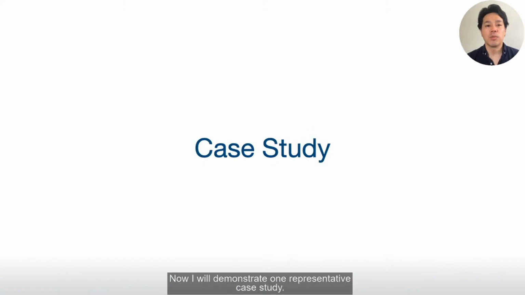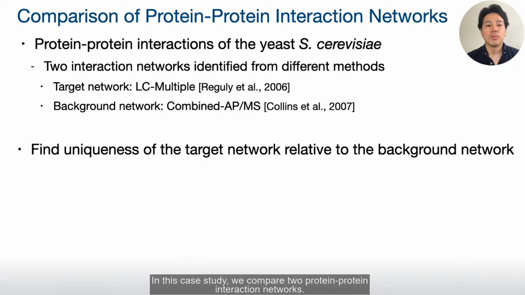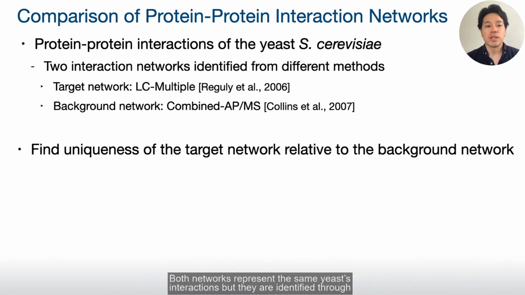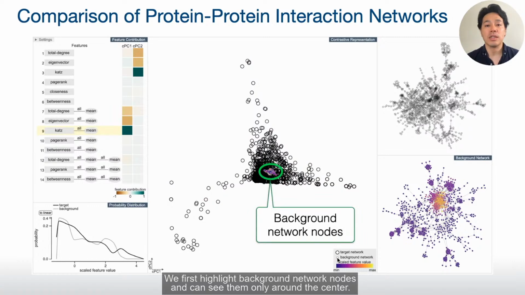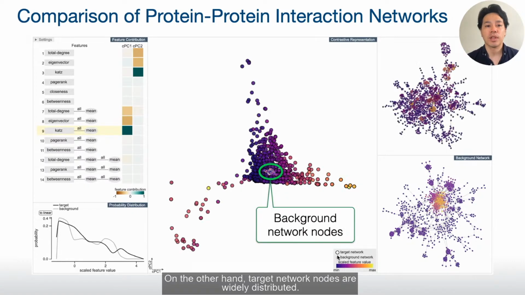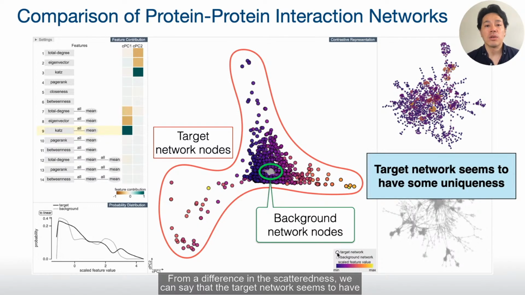Now, I will demonstrate one representative case study. In this case study, we compare two protein-protein interaction networks. Both networks represent the same ETH interactions, but they are identified through different methods. From these two networks, we will find the uniqueness of the target network. We first highlight background network nodes and can see them only around the center. On the other hand, target network nodes are widely distributed. From a difference in the scatteredness, we can say that the target network seems to have some uniqueness.